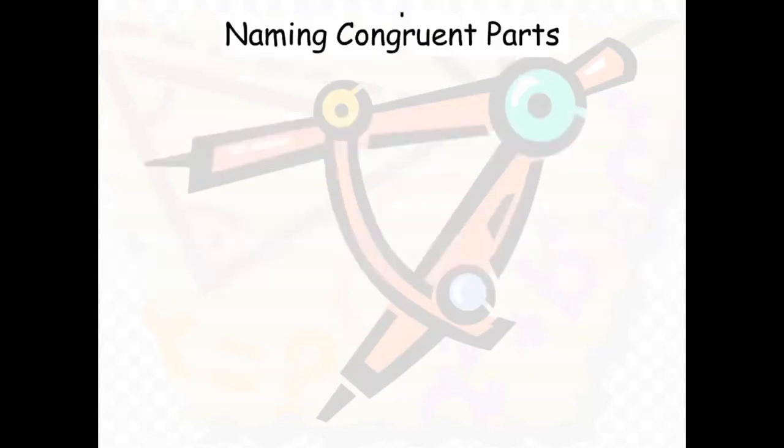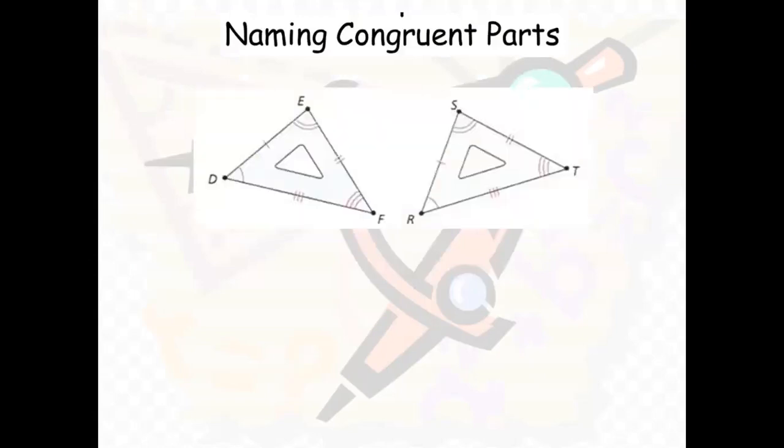So let's start by looking at how we name the congruent parts. Okay, now here you can see two triangles. Already you're familiar with these angle marks and these side marks. What does this mean? This means that angle D is congruent to angle R, angle E is congruent to angle S, and angle F is congruent to angle T. Similarly, the sides too. Side DE is congruent to RS, which means it's equal. Side EF is congruent to ST, and FD is congruent to TR.